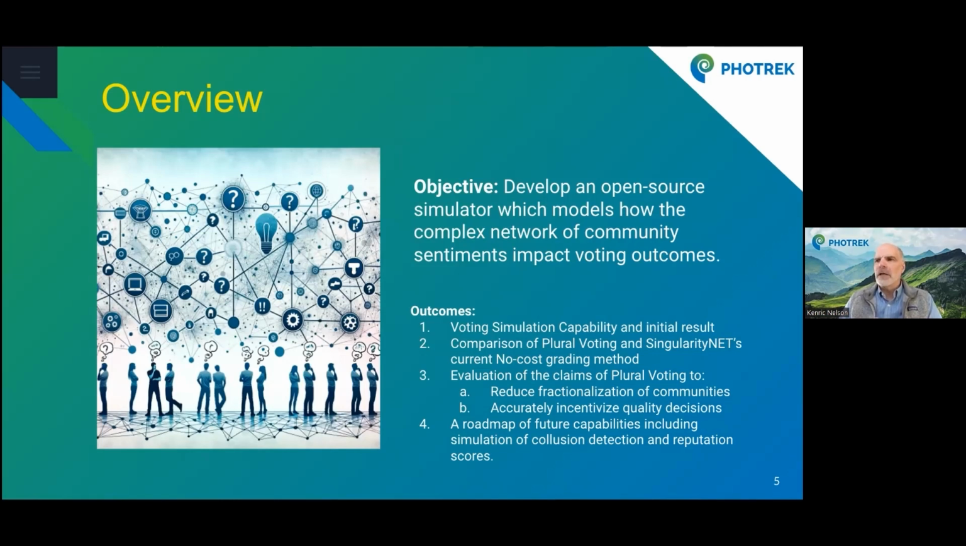Now, there's a lot of different things that could be explored in a simulation. However, for this first effort, we're planning to focus on this issue of the contrast between plural or quadratic voting implemented with the strength of preferences versus the way SingularityNet is currently implementing that. And then we will also lay out a roadmap of other capabilities that these simulation tools could provide.